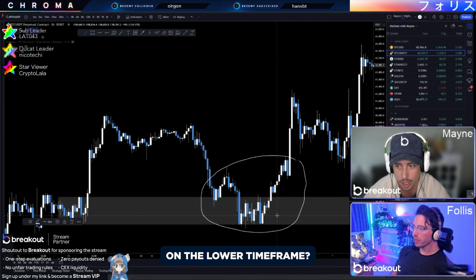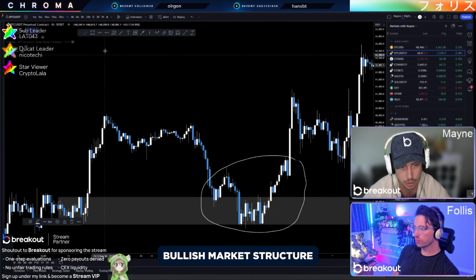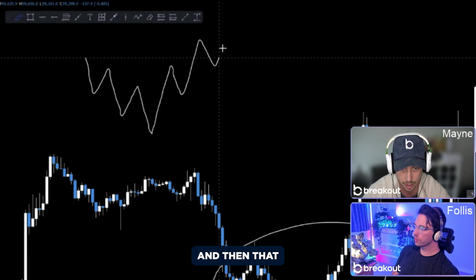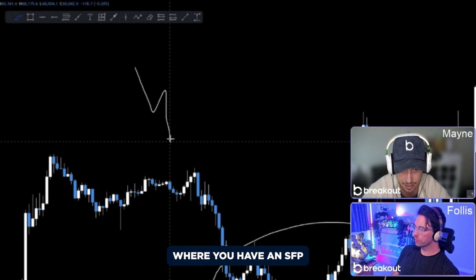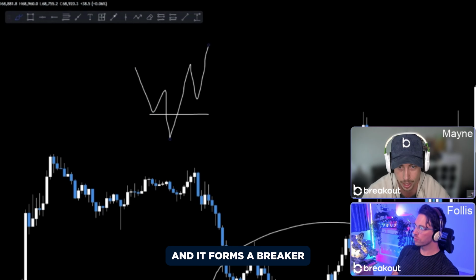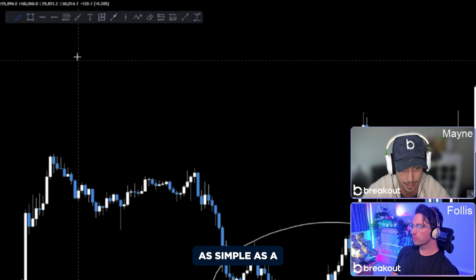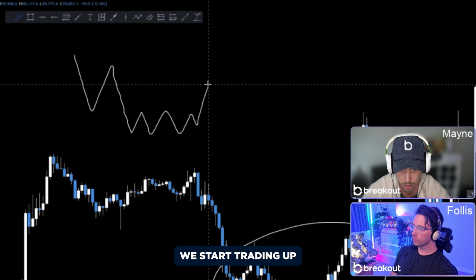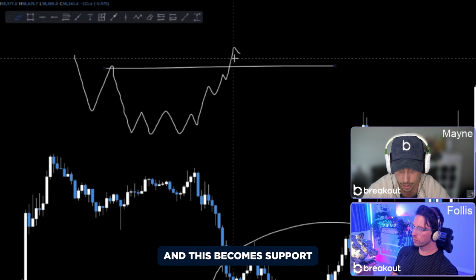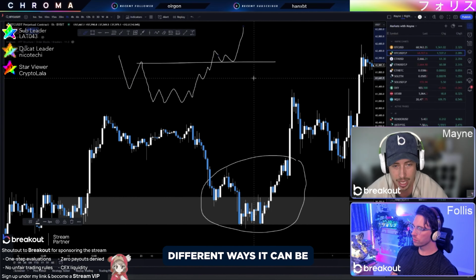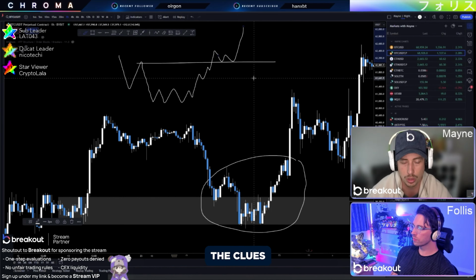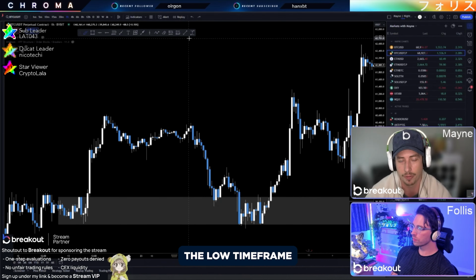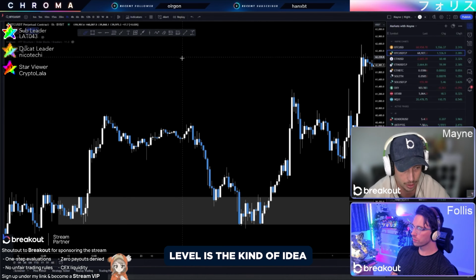What is that going to look like on the lower time frame? It's going to look like bullish market structure. That could literally be lower lows, and then eventually a higher low. And then it could be a breaker where you have an SFP and then a reclaim and it forms a breaker. It could be as simple as an SR level. So there's your level. We go sideways, we start trading up, and then it flips this level, and this becomes support. There's a lot of different ways it can be, but the low time frame is going to give you the clues that the high time frame trend is going to continue. So if I'm bullish on the high time frame, the low time frame should start to turn bullish at that support level, is the kind of idea.